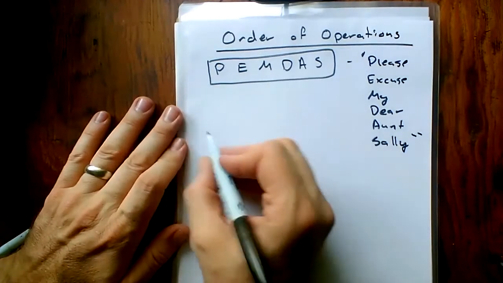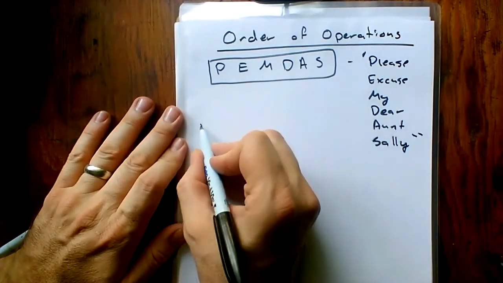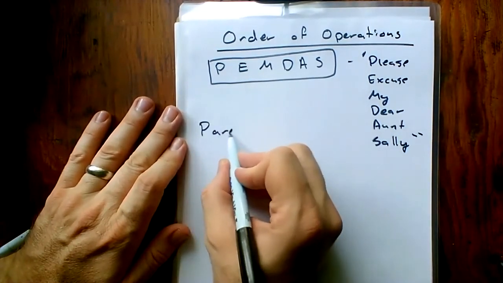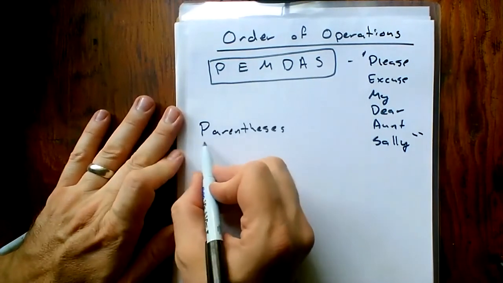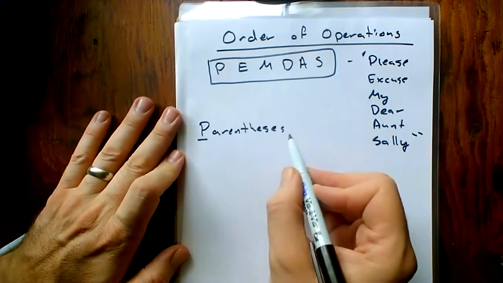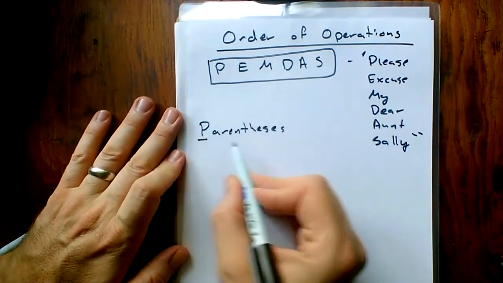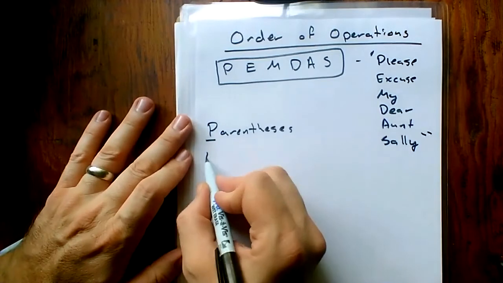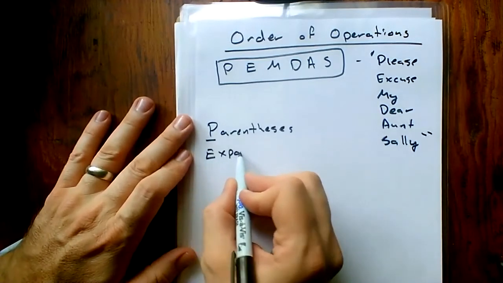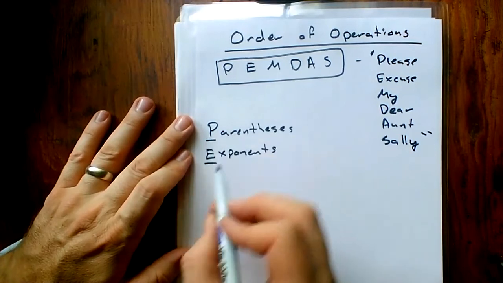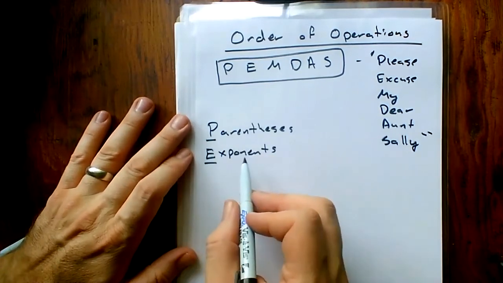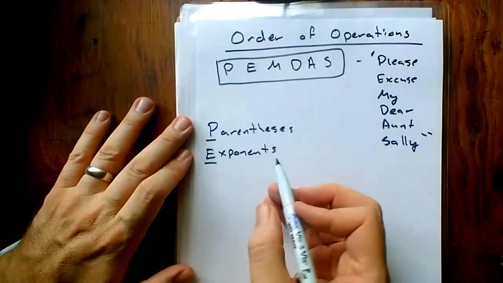PEMDAS stands for parentheses. So anything inside parentheses or any grouping symbol is the thing that needs to be evaluated first. Exponents. An exponent needs to be evaluated before any other multiplication, division, addition, or subtraction.